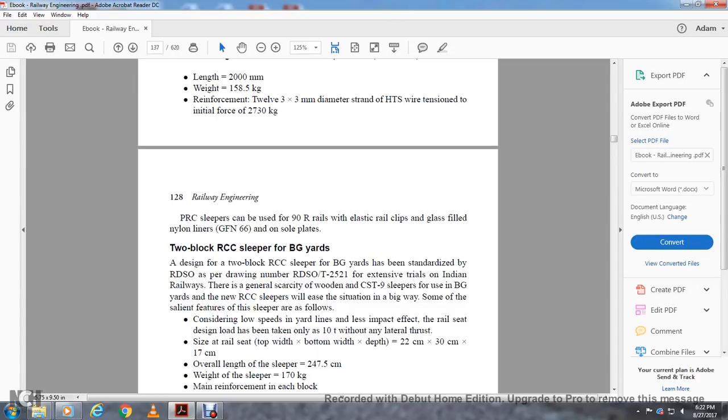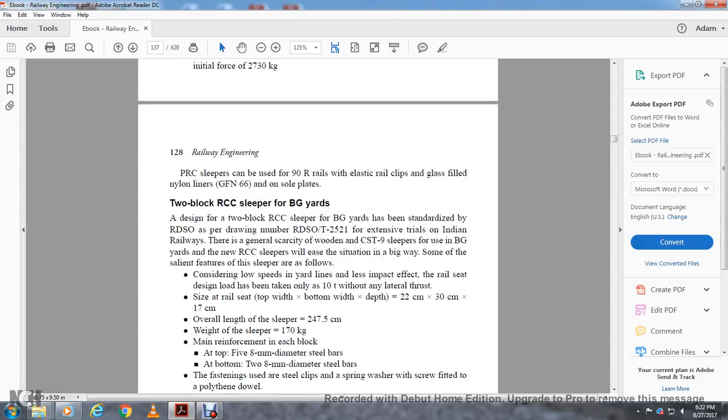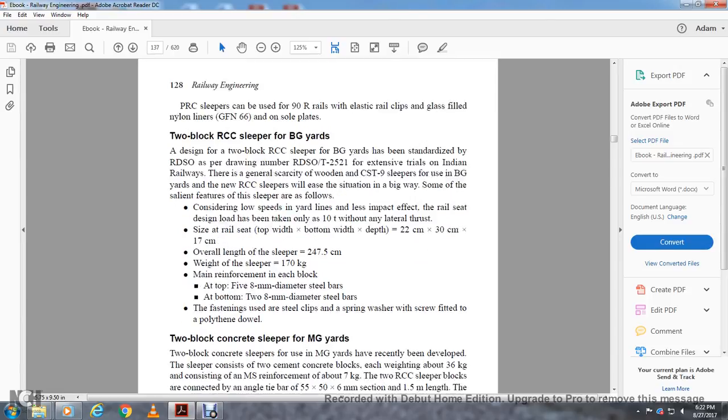Size of rail seat: the top width, bottom width, and depth are 22 centimeters, 32 centimeters, and 17 centimeters. Overall, the length of the sleeper is 147.5 centimeters. Weight of the sleeper is 170 kilograms. Main reinforcement: each block has, at the top, 5mm, 8mm steel bars; at the bottom, two 8mm diameter steel bars. Fastening uses a steel clip and spring washer with a screw fitted to the polyethanol dowel.